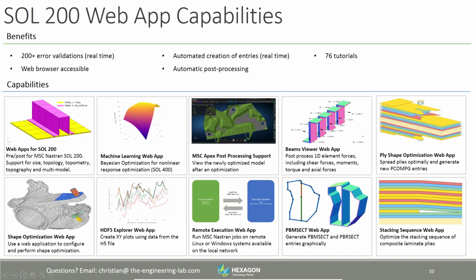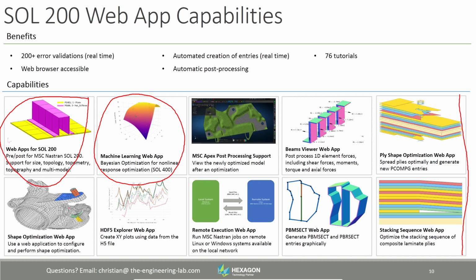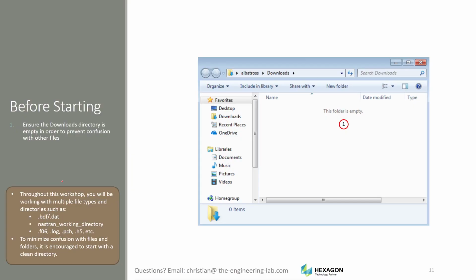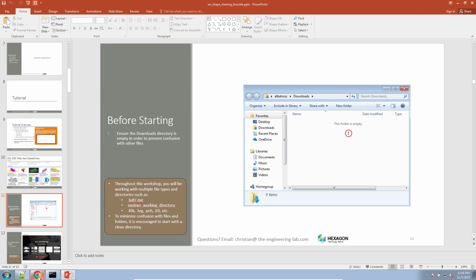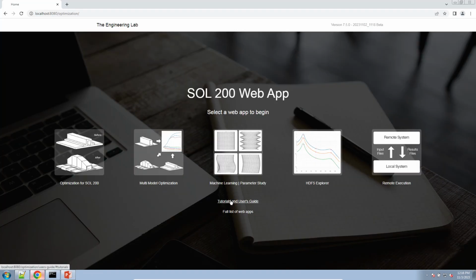If you are dealing with composites, you can use some of the composite laminate tools to optimize ply shapes or the stacking sequence or the ply number. If you want to use machine learning, there's a web app for that. If you want to use size optimization, there's also a web app for that. And today we're going to be using the shape optimization web app to perform the shape optimization. So now let's go ahead and exit here and start the exercise.